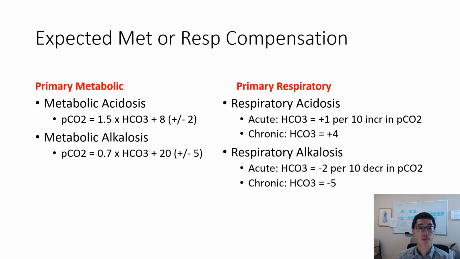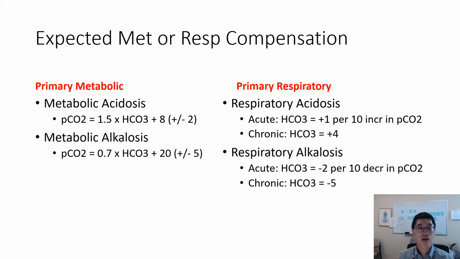So if you have a primary respiratory acidosis, the expected bicarbonate level in the acute setting is: for every increase of 10 in your PCO2, you'll expect your bicarb to increase by 1 point. Now, if you have a chronic process, then the bicarbonate is expected to increase by 4 for every 10 increase in your PCO2 level.